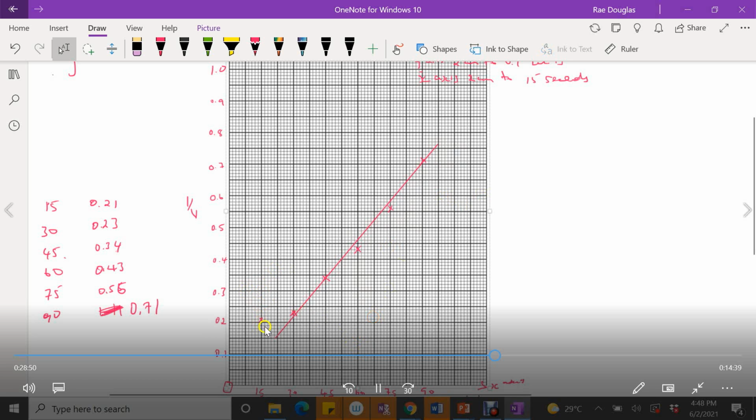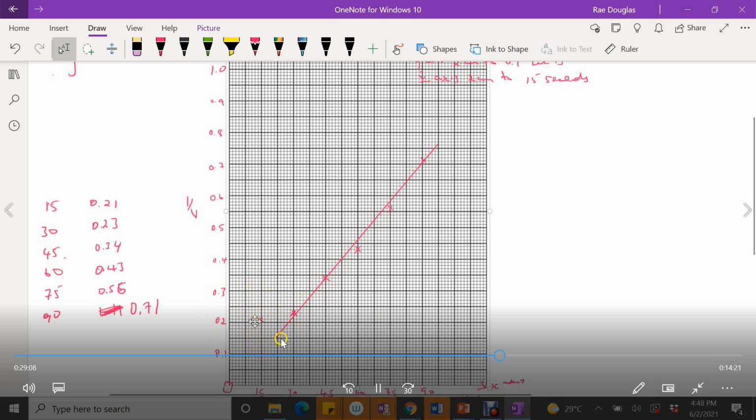Now I must point out something to you. When you see this point over here, this point is an outlier, okay? It means that it's far away from the plot of the data. You don't need to try to force your line through this point.